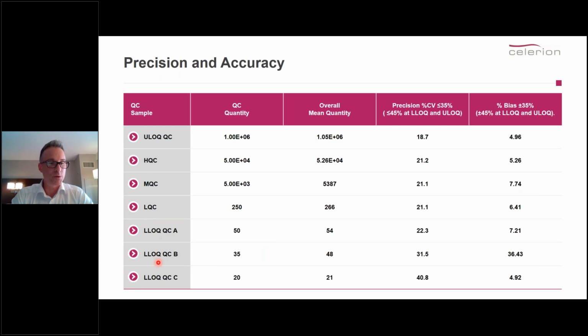So yeah, we've chosen 3 LLOQs and all of them showed an absolutely acceptable level. So the LLOQ QC at 20 copies showed acceptable performance and was the lowest level that we moved forward with, with this assay into the next phase.